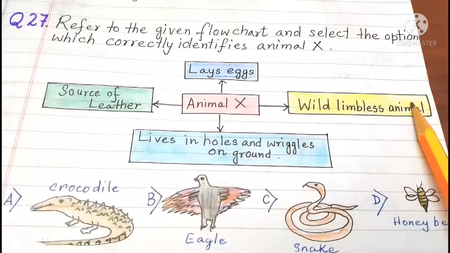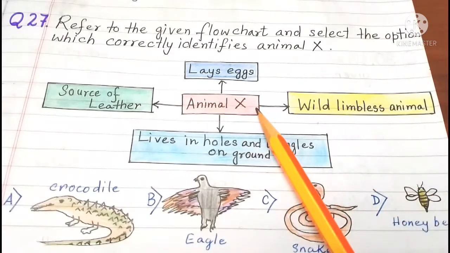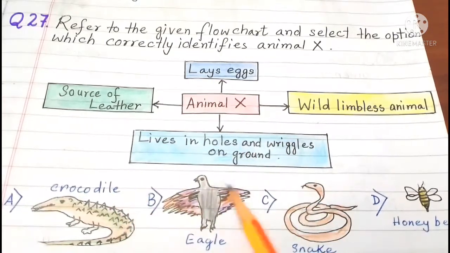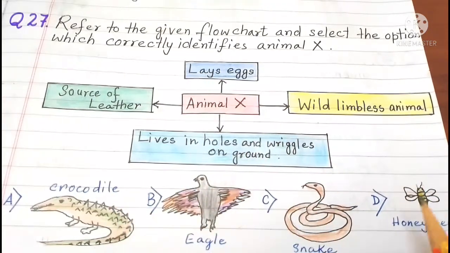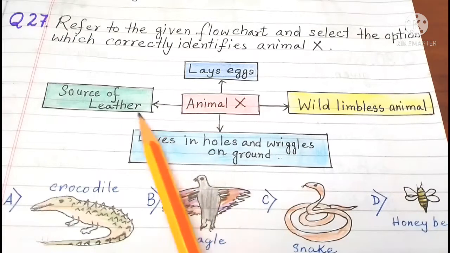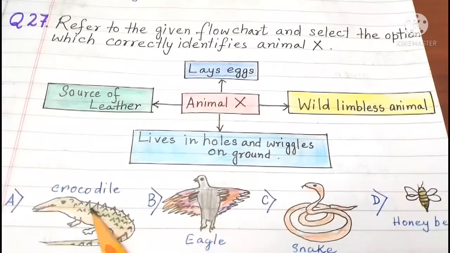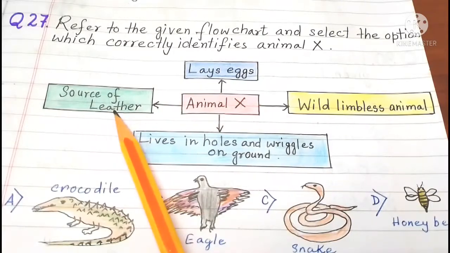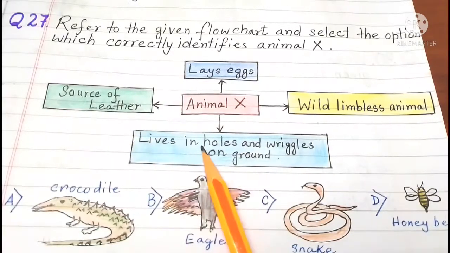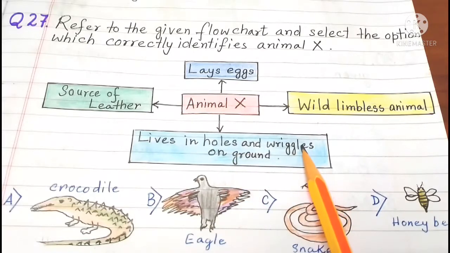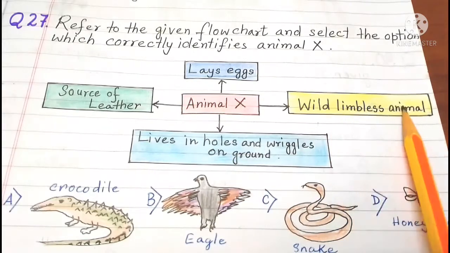Wild, limbless animal is X. Okay. So what could be X? Crocodile, it lays eggs. All of them lay eggs. Okay. This honeybee also lays eggs. But honeybee, eagle and crocodile are not source of leather. Crocodile is laying eggs and all that, wriggles on the ground, but it is not a limbless animal.